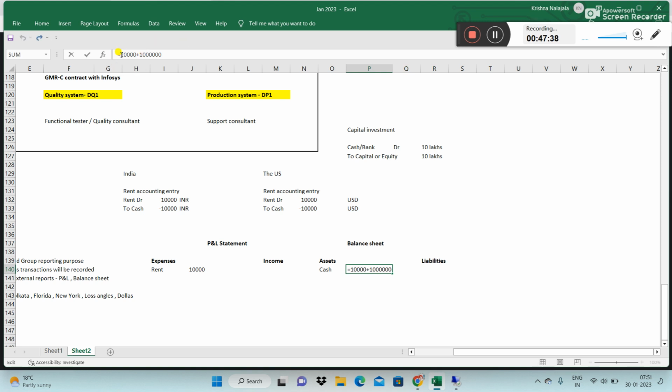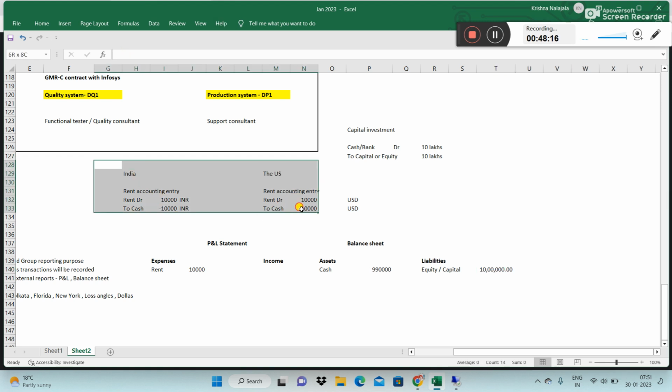Correct, you are correct. How much will it be? 9 lakhs 90,000, right? Yes, sir. Correct. So how much liability do we have? 10 lakhs capital. Equity or capital? 10 lakhs. Done. Now you understand what the logic is?